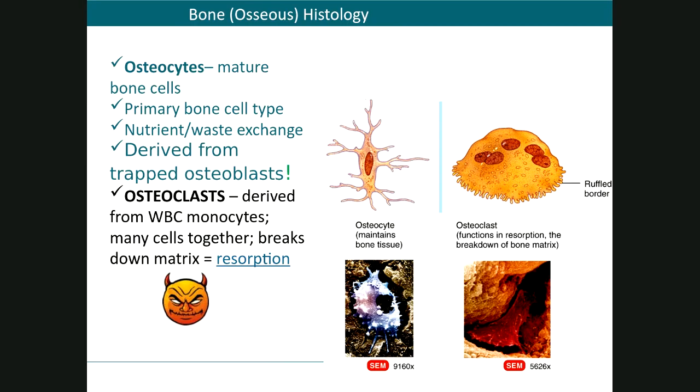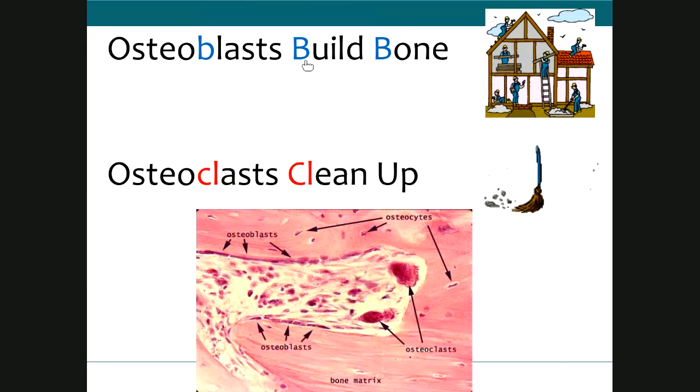The osteocytes are the mature bone cells, and they're monitoring the nutrient and waste exchange of our bone tissue. And osteoclasts are derived from white blood cells, monocytes, and their function is the breakdown of this matrix through a process called resorption. So again, a nice mnemonic is blasts, bone building, clasts, or bone carving or cleanup cells.